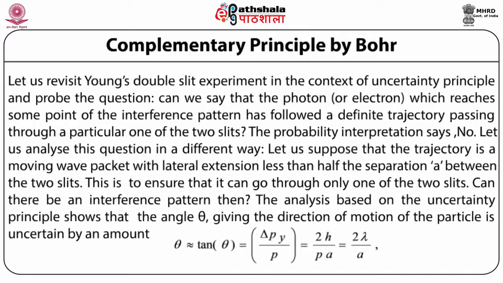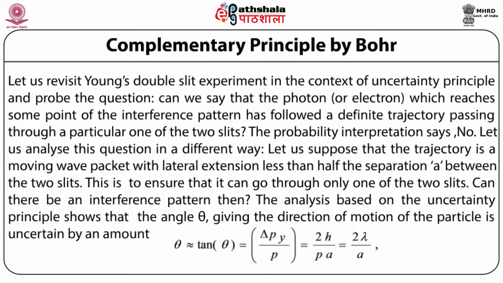Now let us revisit the Young's double slit experiment in the context of the uncertainty principle, and let us probe the question: can we say that the photon or electron which reaches some point of the interference pattern has followed a definite trajectory, passing through a particular one of the two slits?